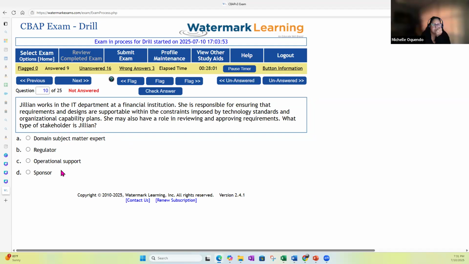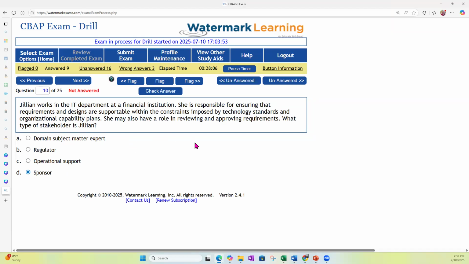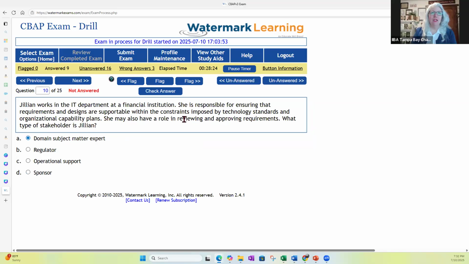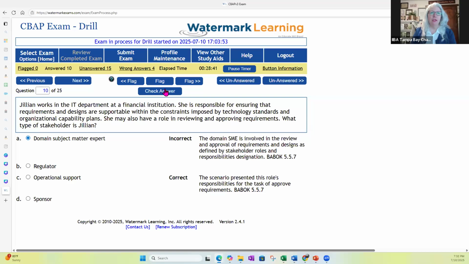I say sponsor. They have to review and approve. Because she's approving requirements. I would say domain subject matter expert, maybe. Normally I would say sponsor, but this part about requirements and designs being supportable within constraints imposed by technology standards and the capability plans, I don't think a sponsor would do that. So no, they wouldn't. Let's test domain SME. Oh, operational support.